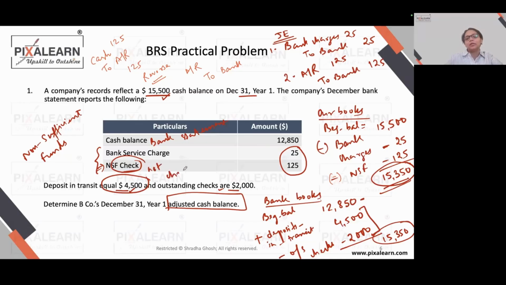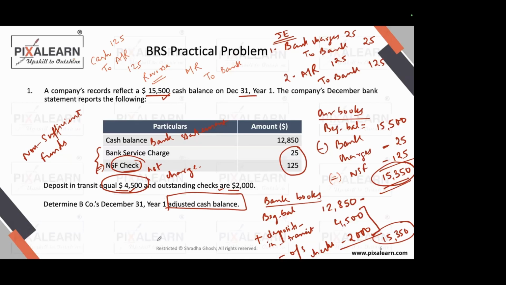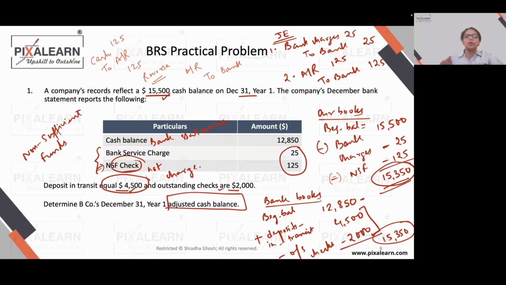See, this is what the CPA exam will do. The amount is so small that you would be forced to treat it like a charge, right? So that's the trick that they play. Okay. Is this clear to everybody? Anybody, any questions?